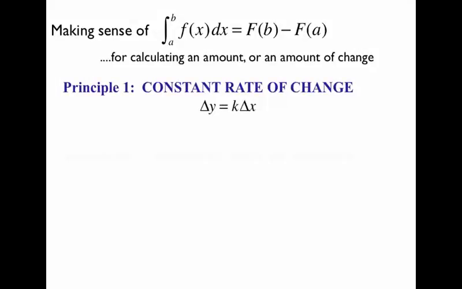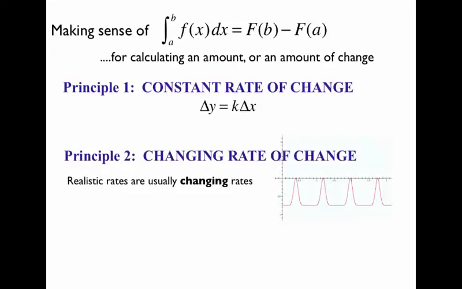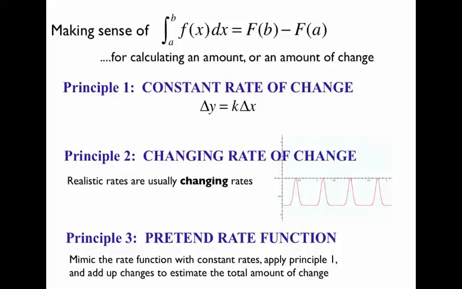The first principle is using constant rate of change. But the second principle is that we're usually starting with a changing rate, but we want to use this k delta x principle, and so what do we have to do? We have to make a pretend rate function. Mimic the rate function with constant rates, so we know that we can apply principle one and add up the changes. You did that in your homework. That's important. Okay, all these little steps are important. So then the total change is the sum of a bunch of k delta x's, where these k's are pretending to be the changing rate function, right? K1, k2, k3, k4, like a step function that's trying to be like the changing rate function you were given.